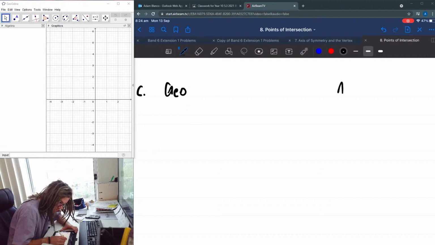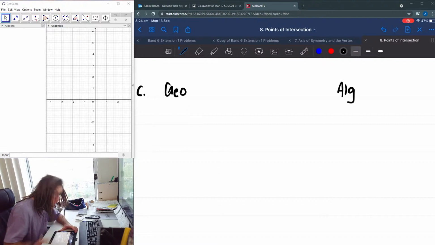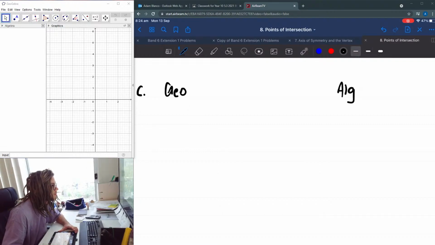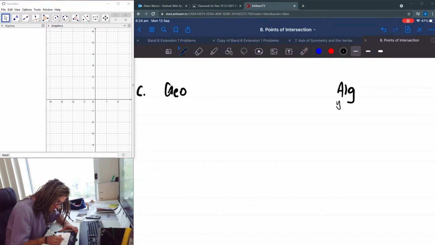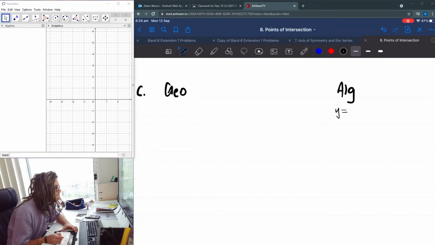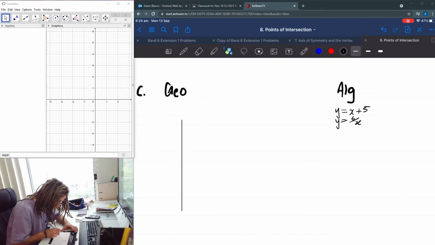Geo, alg. What are the questions I have in here? It's y, try and do this faster. Y equals... I've lost it, I just said I was going to do it faster. y equals x plus 5, and then y equals 6 on x. So this comes to an identification of what these graphs actually are.